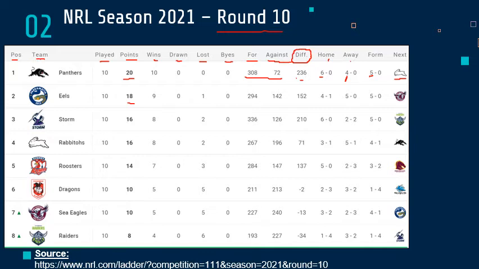I think that's a ratio. So basically this tells us that they're kind of undefeated. They've got 0 losses. So what does this data tell me? Well, it tells me that the Panthers are, at this point in the competition, the number 1 team.